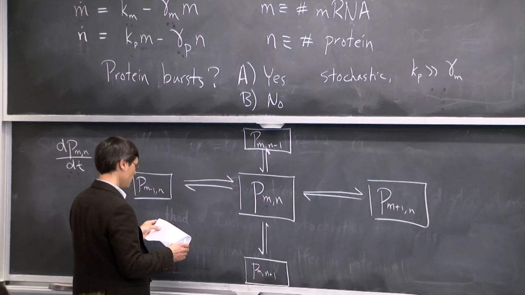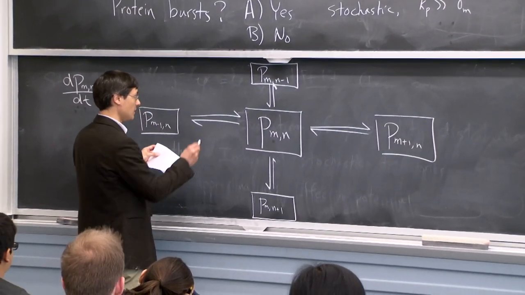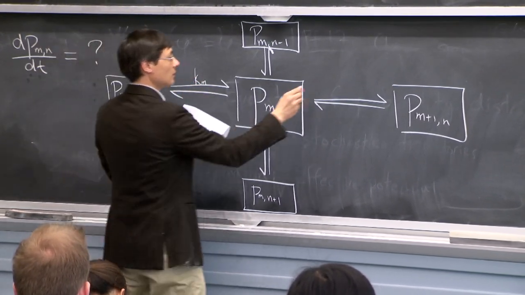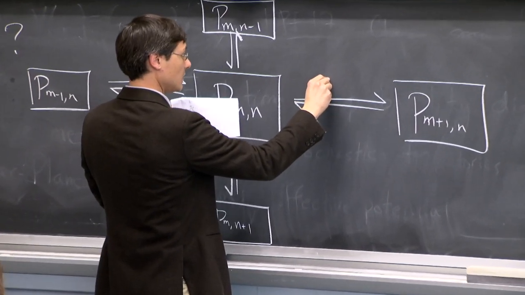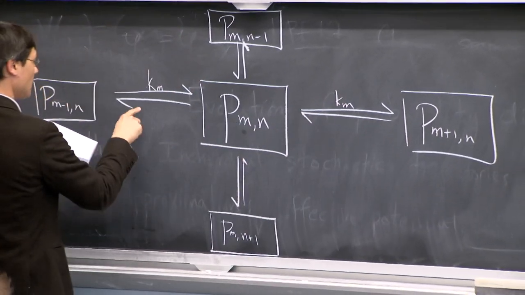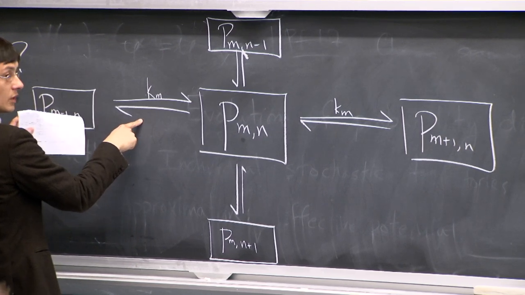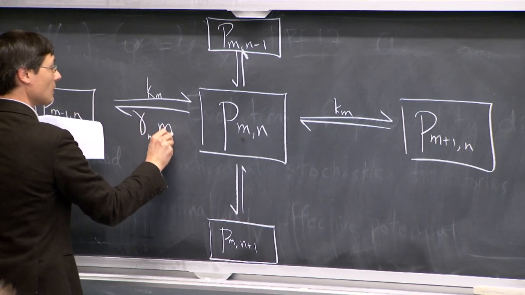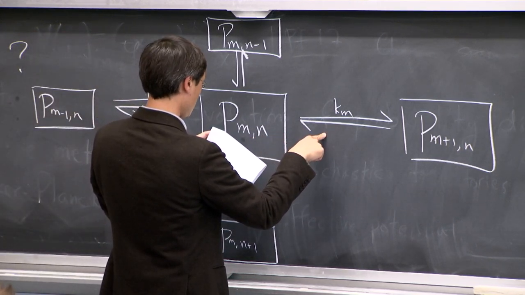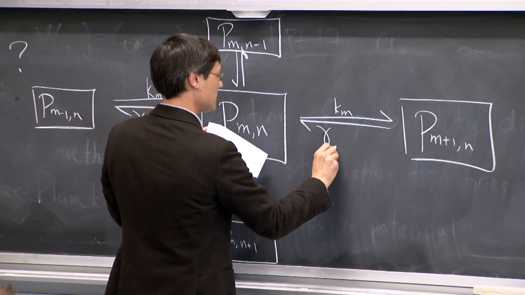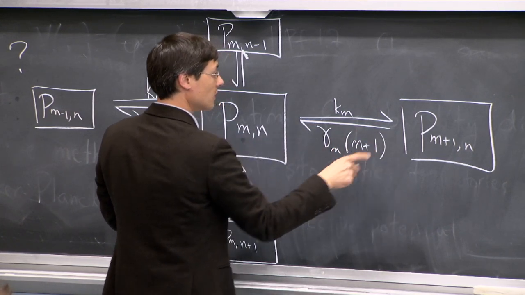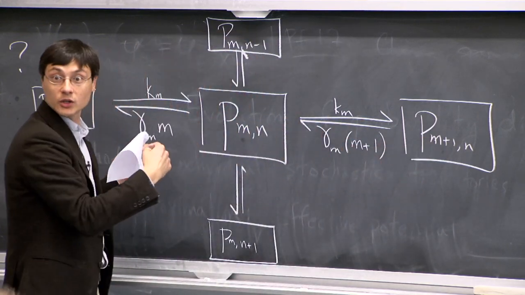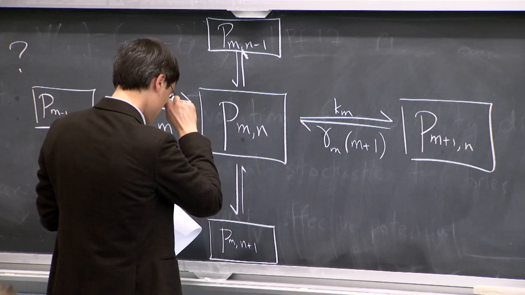All right, so let's go through. What we're going to do is verbal yelling out. Ready? This arrow. KM. This one here, 3, 2, 1. KM. Ready? 3, 2, 1. Gamma M times M. 3, 2, 1. Gamma M times M plus 1. Now remember that there are more mRNA over here than there are here, which means that the rate of degradation will increase.